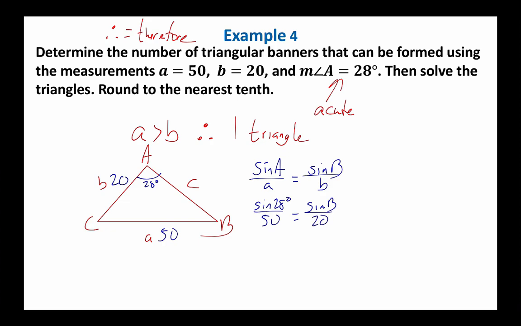Now, we could go through and cross multiply and divide. One shorter way, if we know we're going to want this part all by itself, let's just multiply both sides by 20. Now, on that left side, it's going to get a little messy. I'm going to say it's 20 times the sine of 28 degrees over 50 equals the sine of angle B. Now I'm leaving that left side alone because I don't want to have to type that in until I have to. I don't want to type it in, get a number, have to round it, and then have to plug it back in.